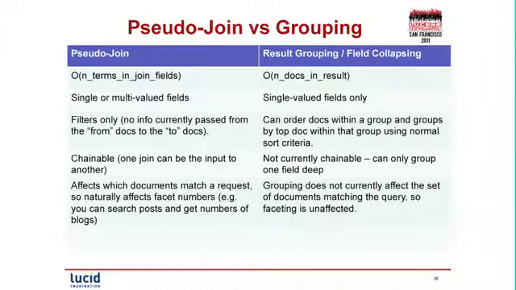It can take single or multi-valued fields, though, unlike result grouping. And of course, it's really only for filters. If you want the top 3 posts by relevance for each blog, you really want to use result grouping. Pseudo join is currently chainable: because it's a query, you can naturally feed the output of one into the input of the next. Result grouping is currently not. You can't group by multiple fields at once, but people are looking into it, so it's not going to last forever.